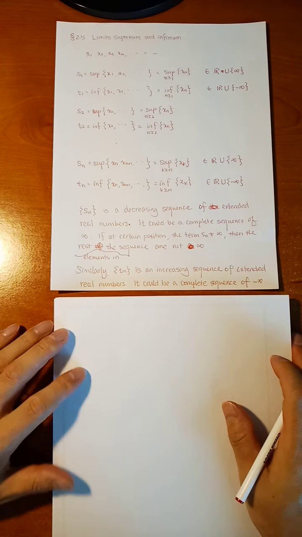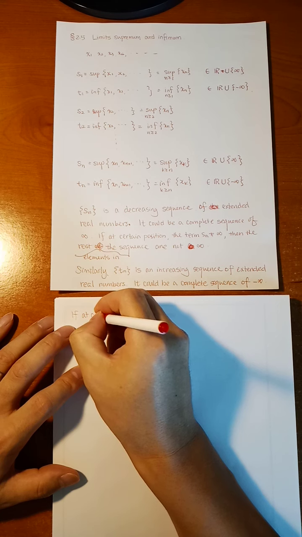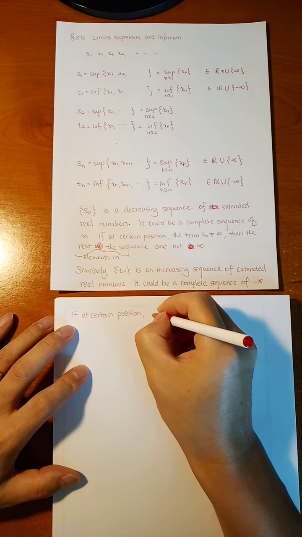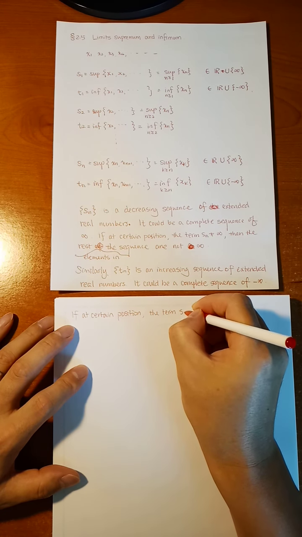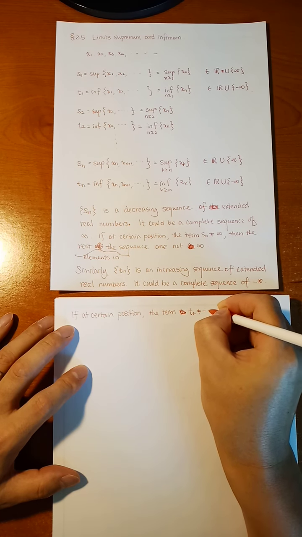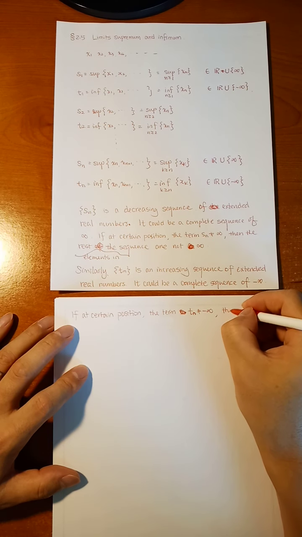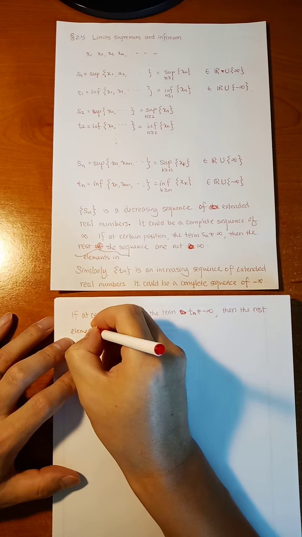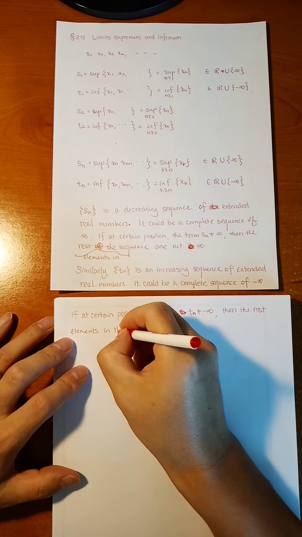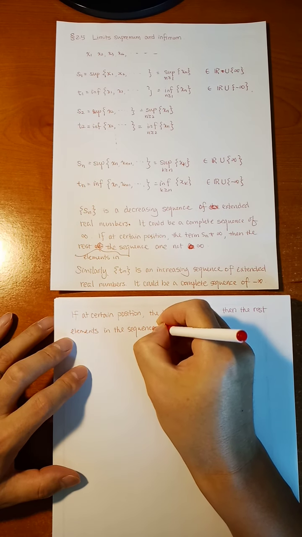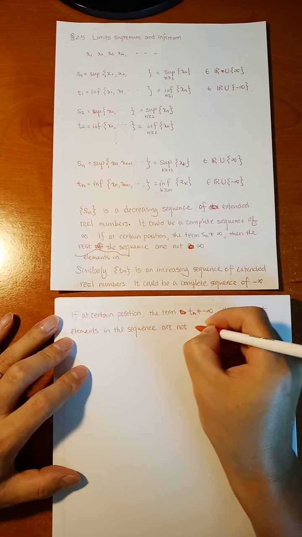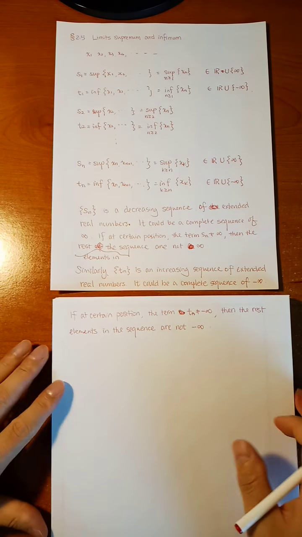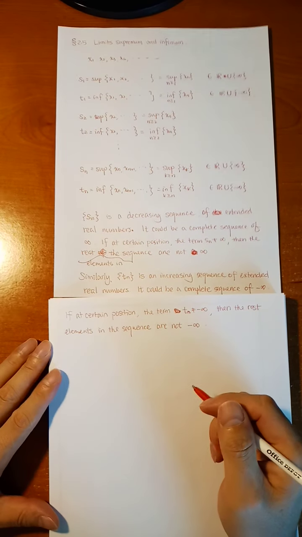And similarly, if at a certain position the term Tn is not negative infinity, then the rest of the elements in the sequence are not negative infinity, right? They're bigger than that number. It's increasing. Okay, so this is the observation when we define this new sequence.